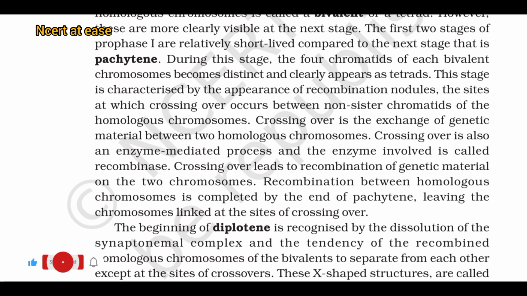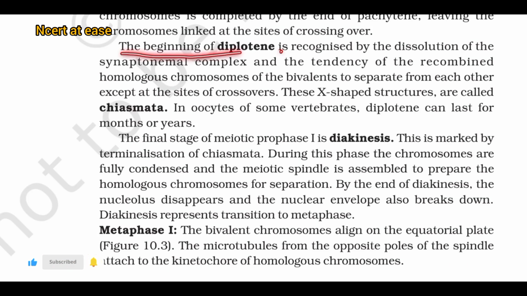Recombination between homologous chromosomes is completed by the end of pachytene, leaving the chromosomes linked at the sites of crossing over. The beginning of diplotene is recognized by the dissolution of the synaptonemal complex and the tendency of the recombined homologous chromosomes of the bivalent to separate from each other except at the sites of crossovers. The X-shaped structures are called chiasmata. In oocytes of some vertebrates, diplotene can last for months or years.